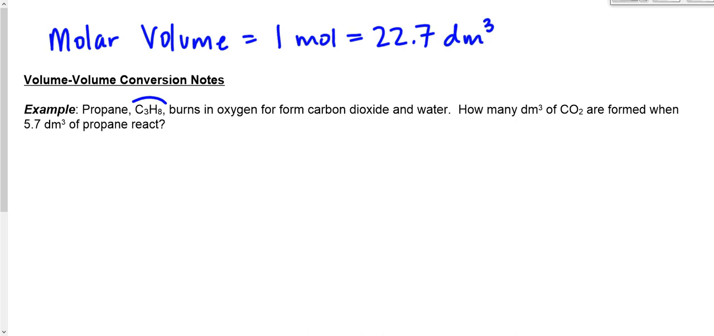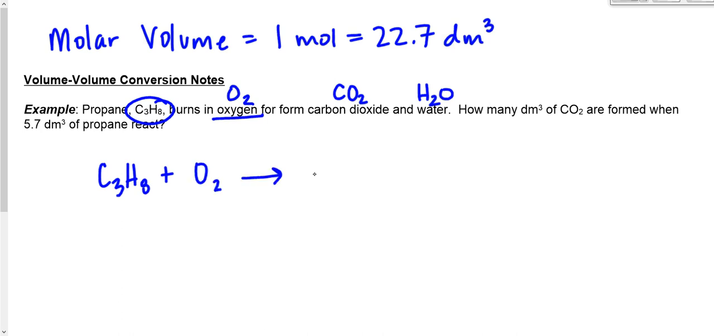So we have propane right here. It says it burns in oxygen, and oxygen is O2, to form carbon dioxide, so that's CO2, and water. All right, so we have a combustion reaction here. Before I go further, I'm just going to write my reaction and balance it. C3H8 burns in oxygen, so plus O2. It's going to make CO2 and water.